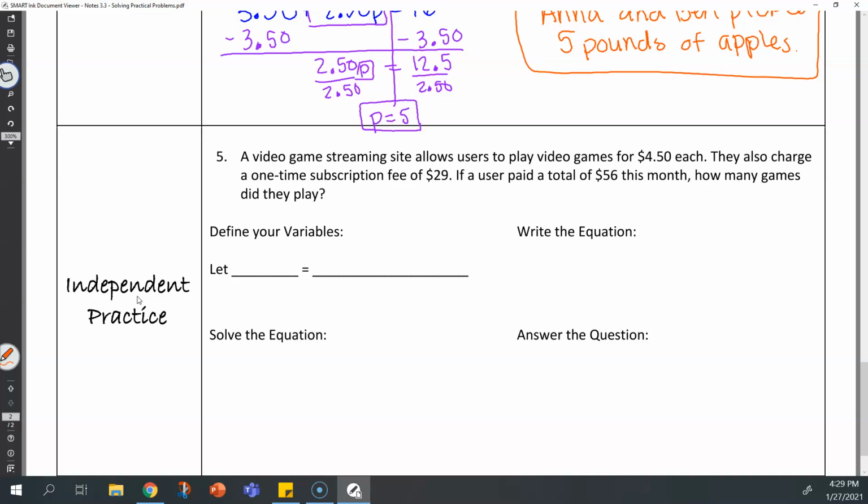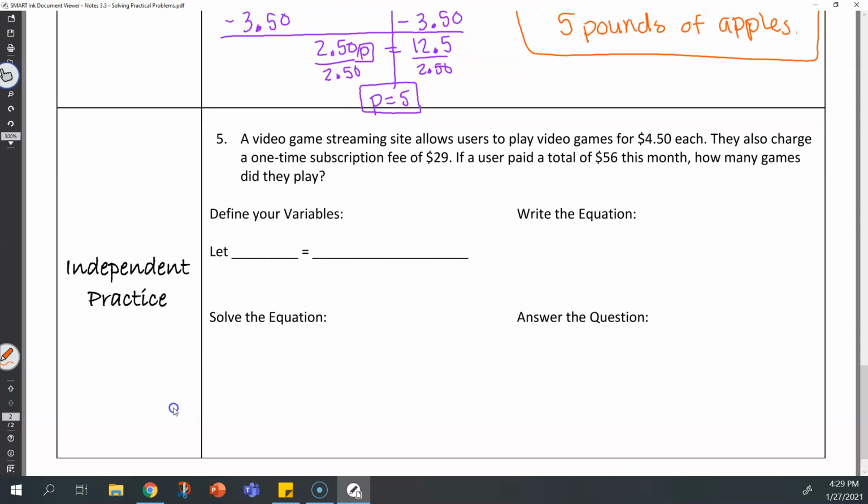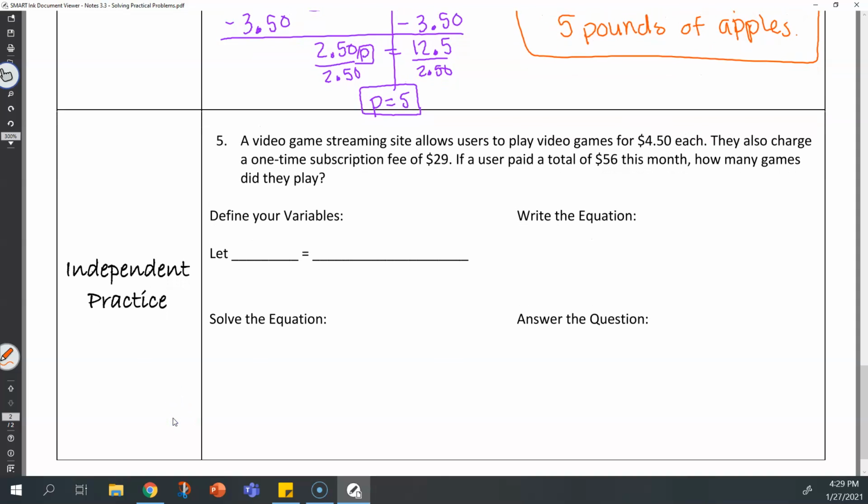Okay, I want you to define your variables based on the question in the word problem. I want you to write an equation, solve that equation, and then tell me the answer to the question. Okay, make sure to show all your work. Go ahead and pause the video now, work this out, and then come back and check your answers against my answers.